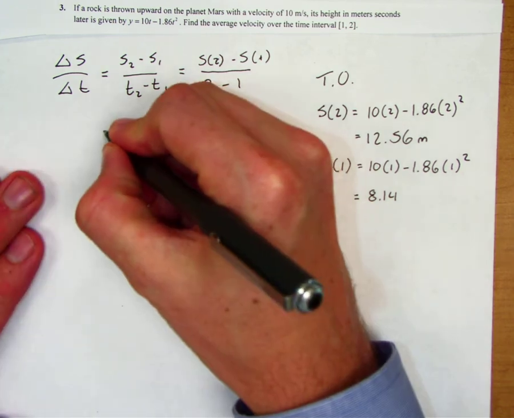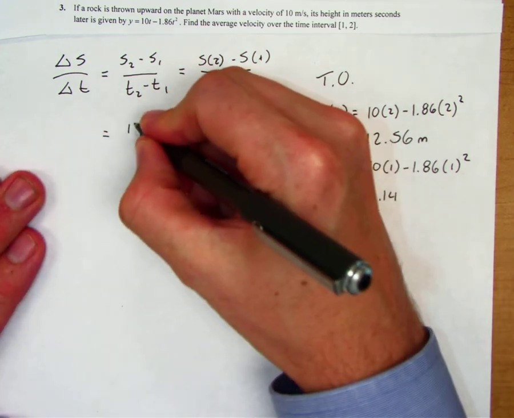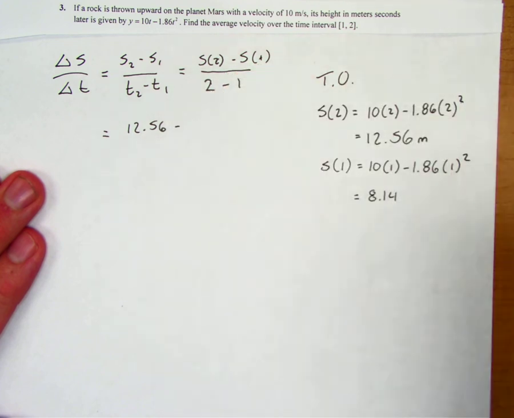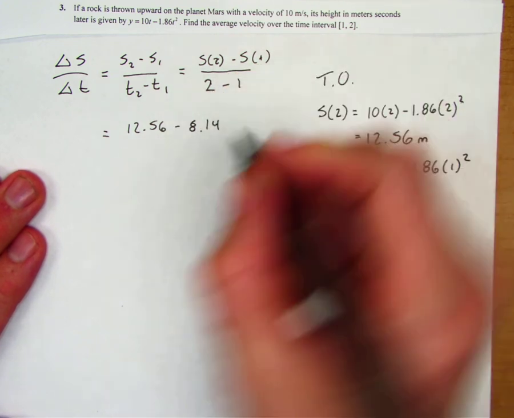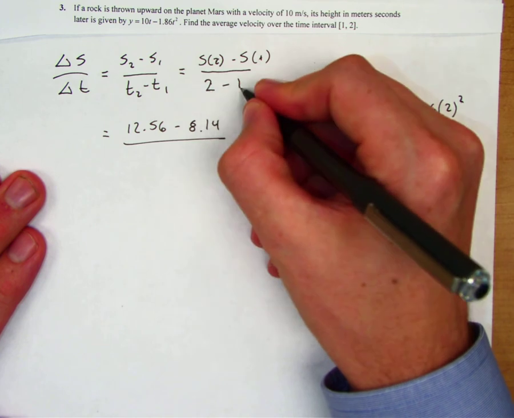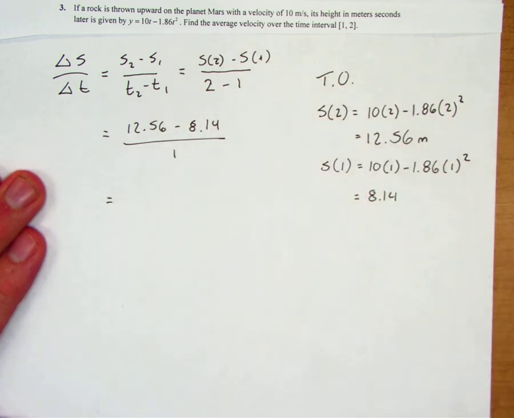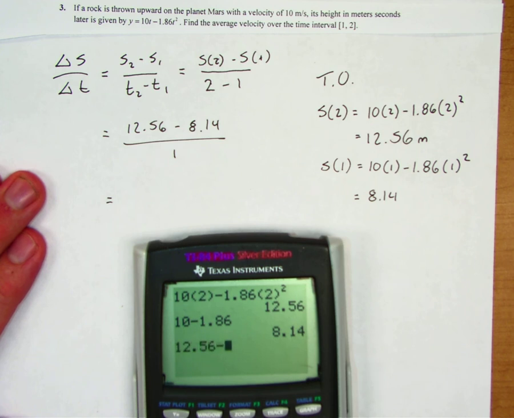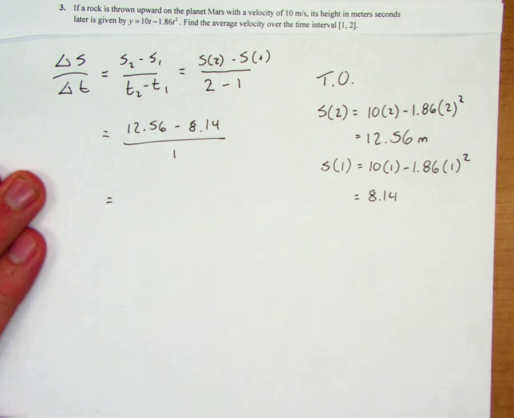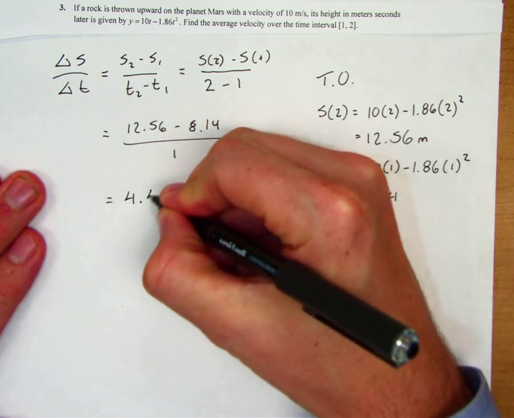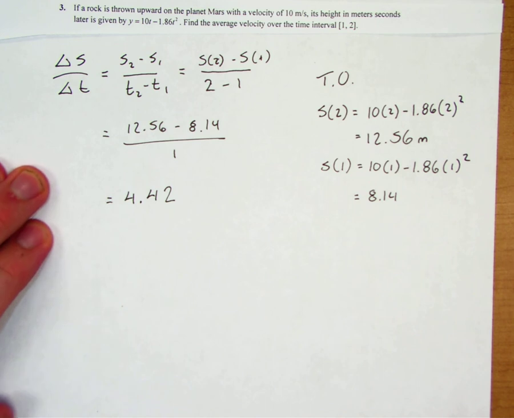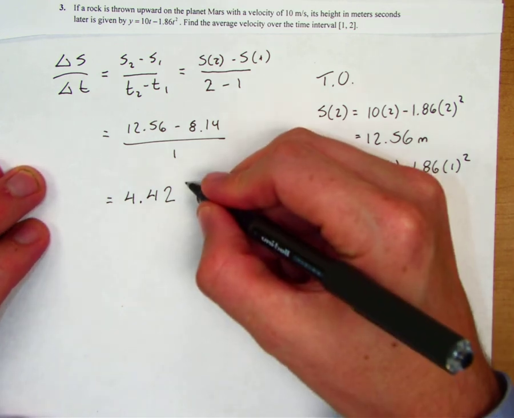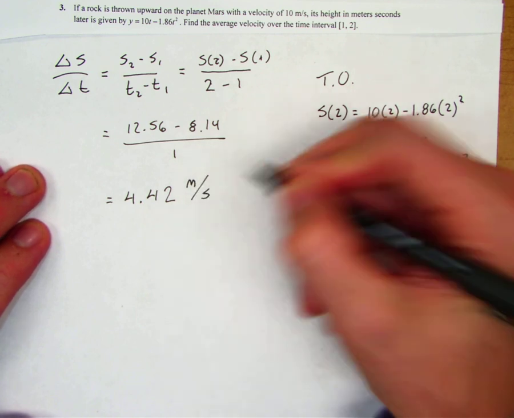So now we can go ahead and fill this in. S of 2, 12.56, minus s of 1, 8.14, all divided by, well, 2 minus 1 is 1. And 12.56 minus 8.14 is 4.42. And that is our average velocity over the time interval from 1 to 2. So we should be looking at units meters per second.